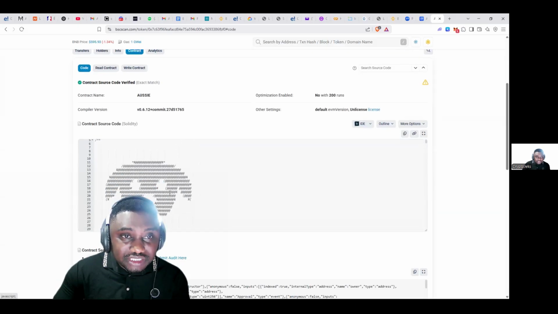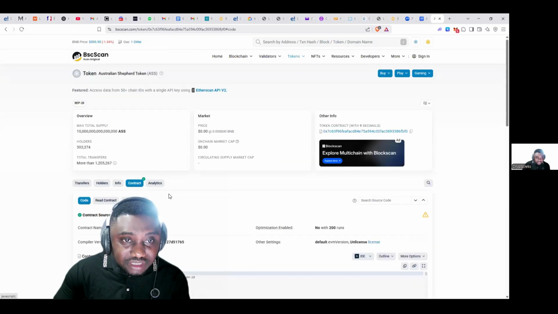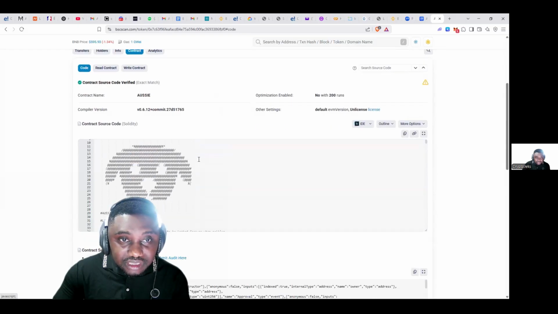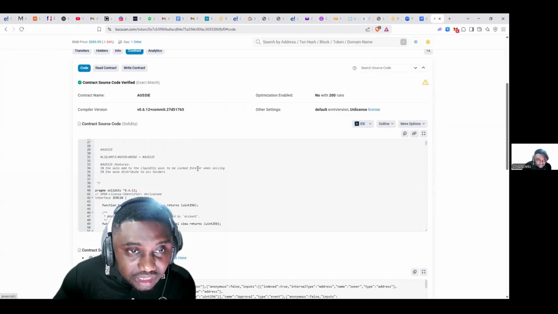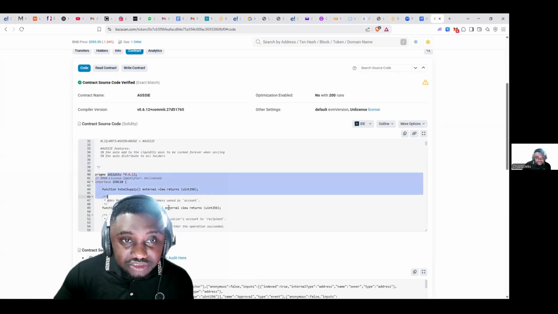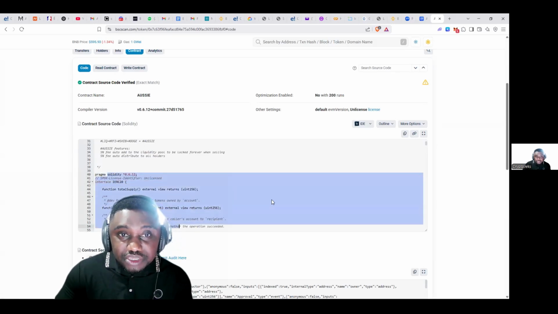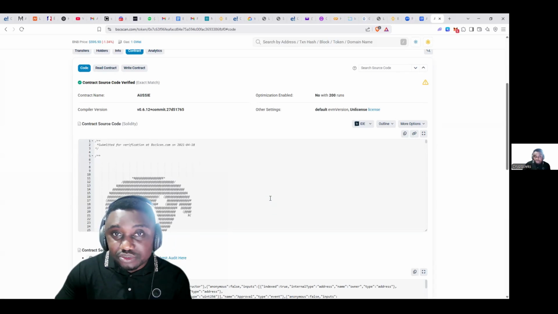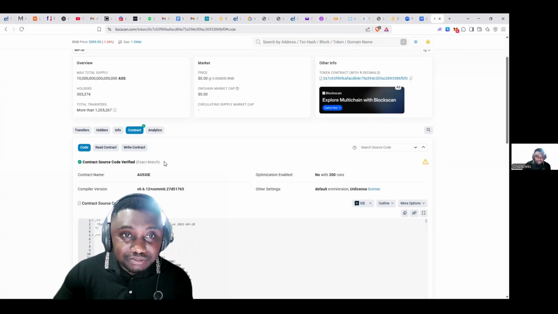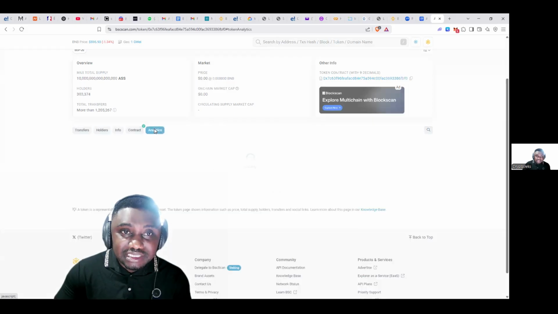Now, when you look at this project, this is a contract which was deployed for this particular project. This is written in Solidity. Let me see. Yes, it is written with a Solidity smart contract. So Solidity was used in writing this project. But you don't need this as a beginner. You won't really need that. So you just focus on looking at the holders, then you look at the analytics.